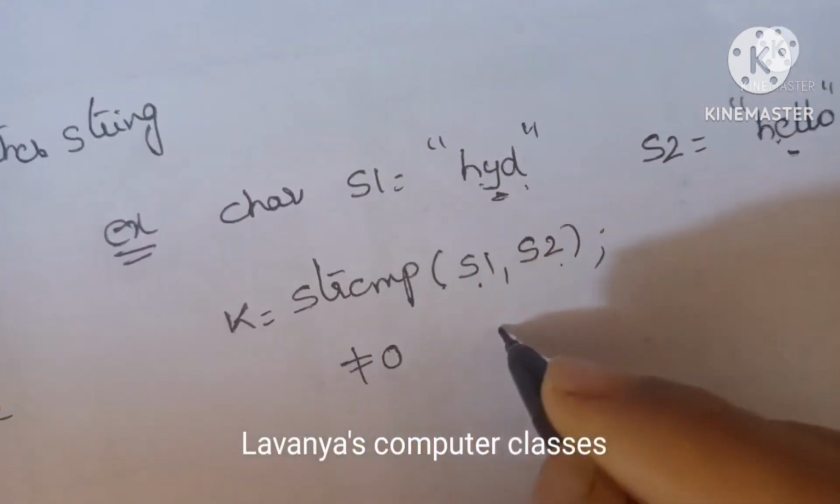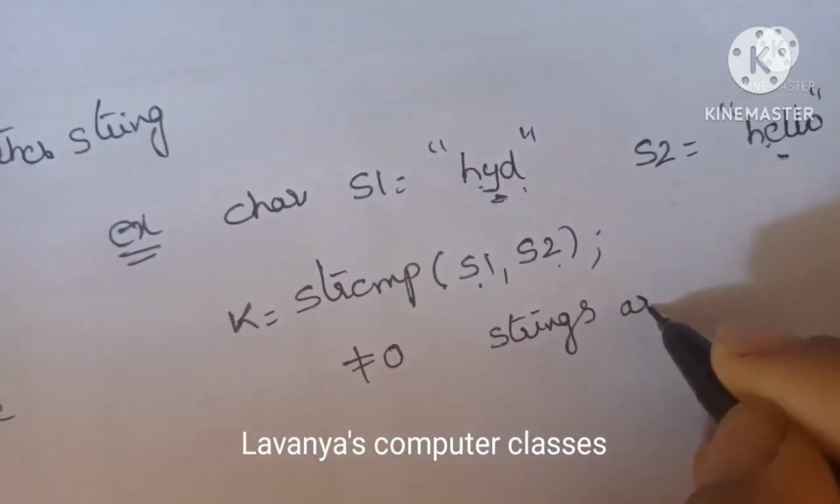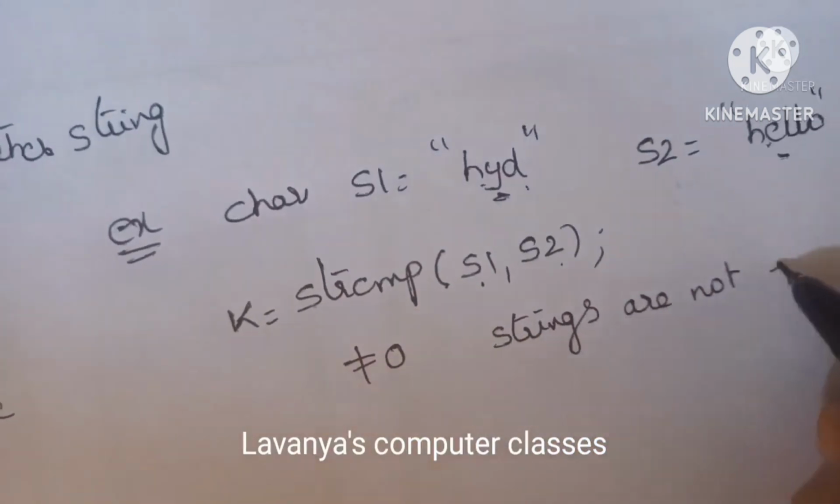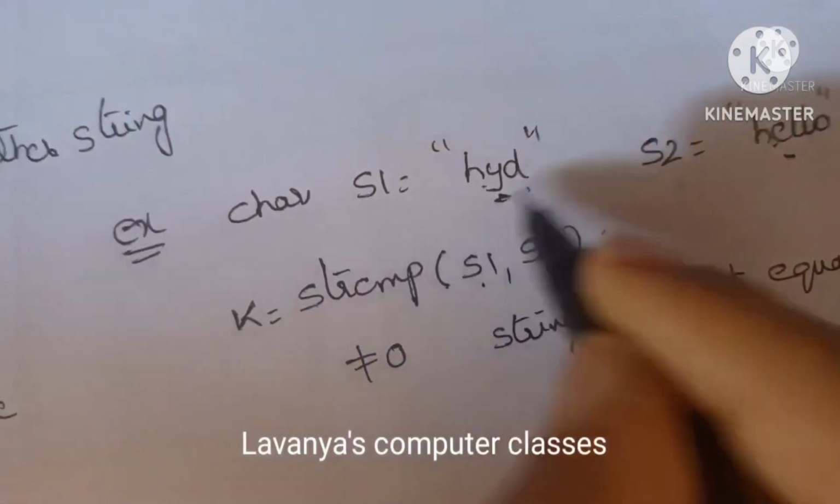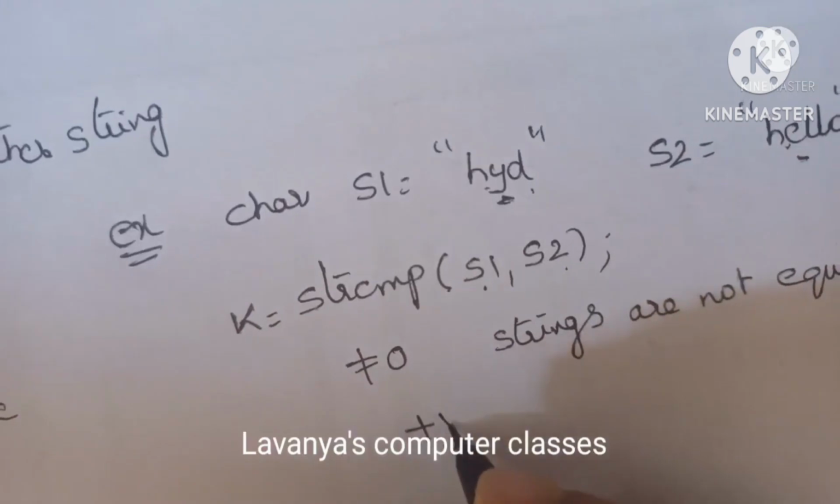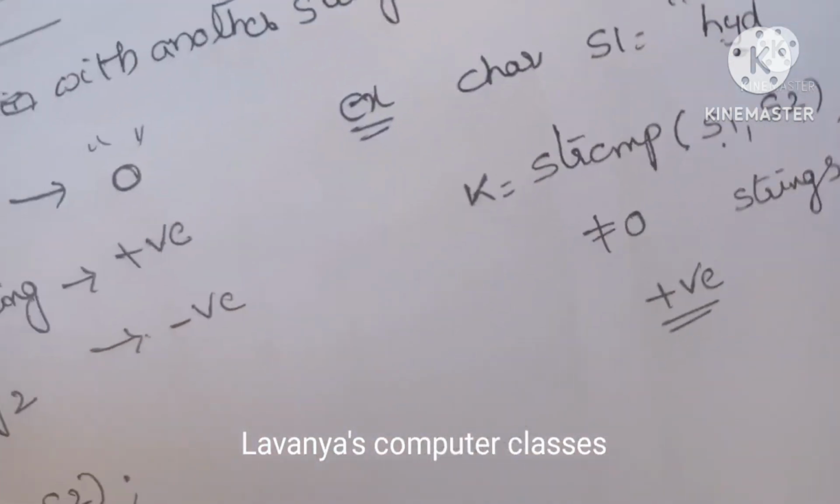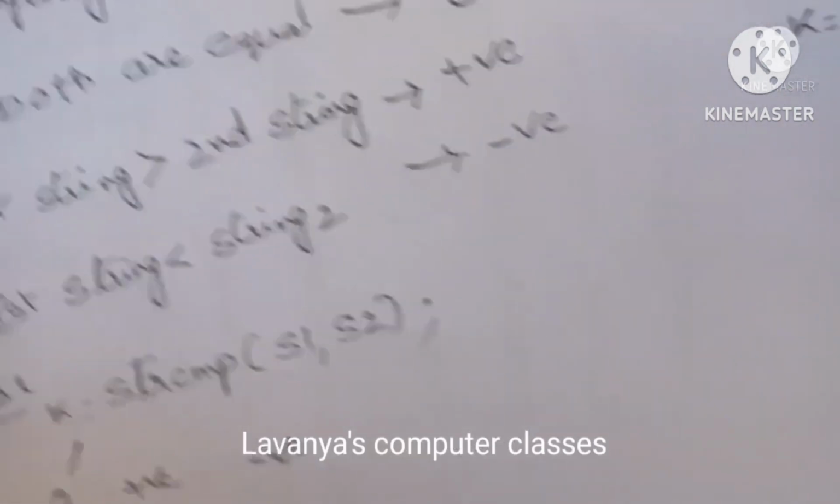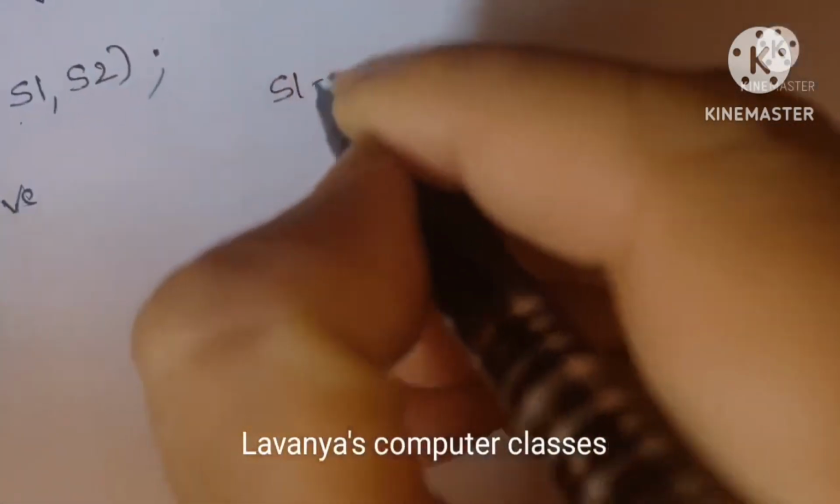First characters both are equal, no problem. But second character y and e, so that's why both are not equal. Then it gives other than 0 value. That is, the strings are not equal. So y is more than e. That's why it gives some positive value, because string 1 is more than string 2.